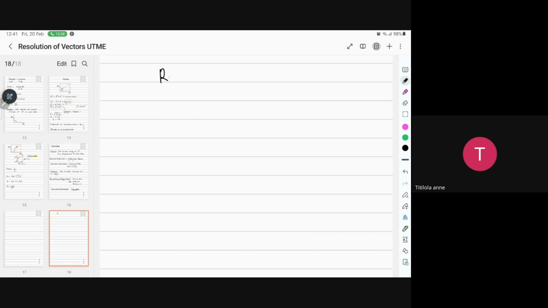So today, let's look at how we can resolve two or more vectors, right?